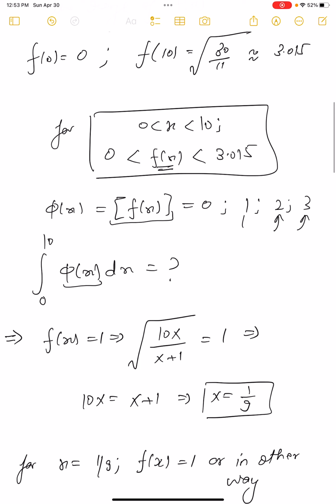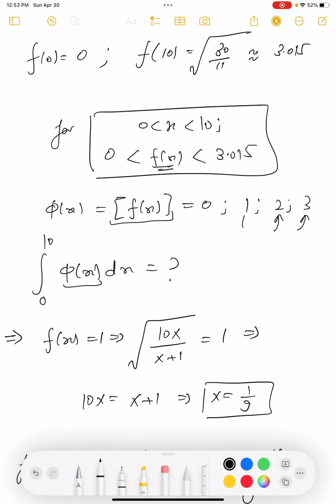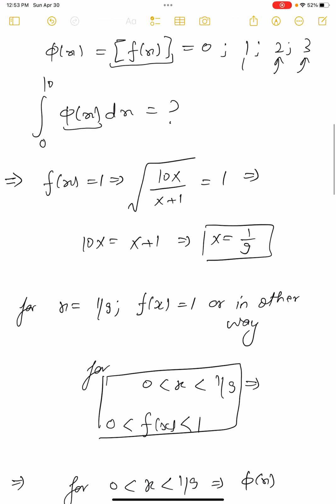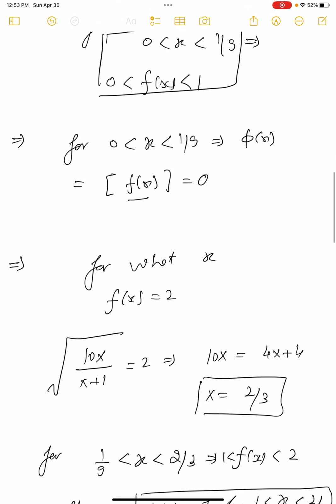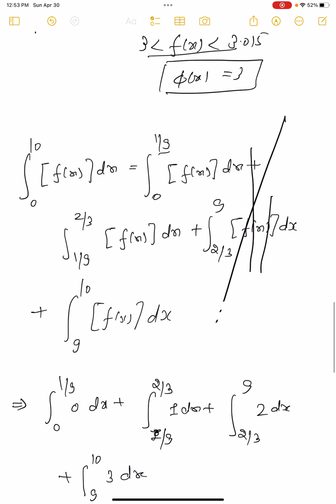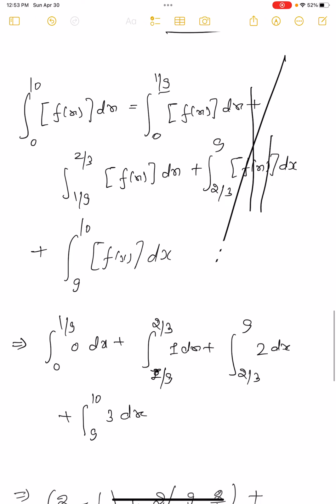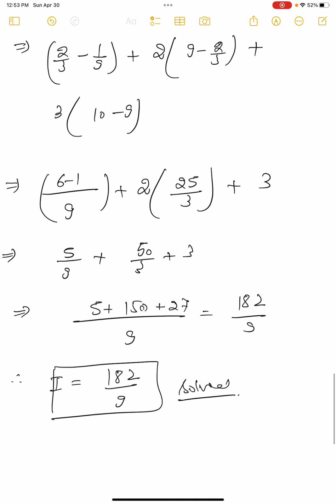So this is what we needed. Once we got that, we just broke our integral into different ranges, in which the values of this function lie within one integer to another integer, and then we just insert the values and solve for this integral.